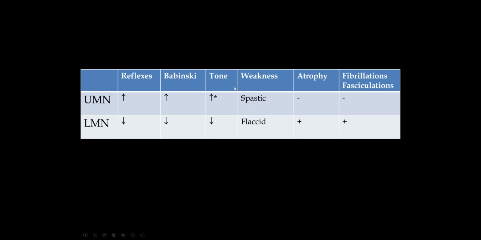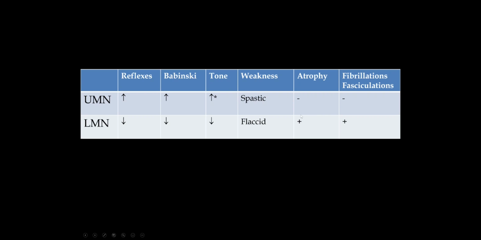In terms of tone and weakness, these two kind of go together. Our muscle tone is increased in upper motor neuron lesions, so we call that a spastic weakness, kind of a stiff, rigid type weakness. Whereas in lower motor neuron conditions, we have a floppy, decreased tone, and so we call it a flaccid weakness. Now, if someone has had weakness for a period of time, if it's lower motor neuron, there's going to be significant atrophy.